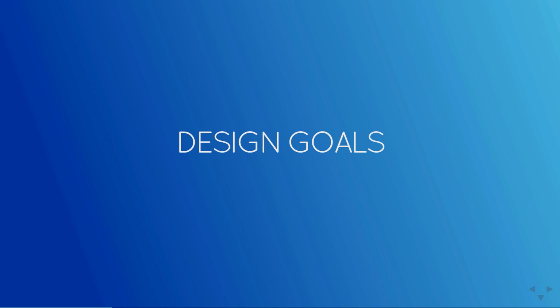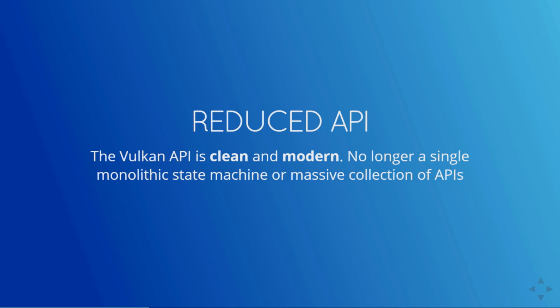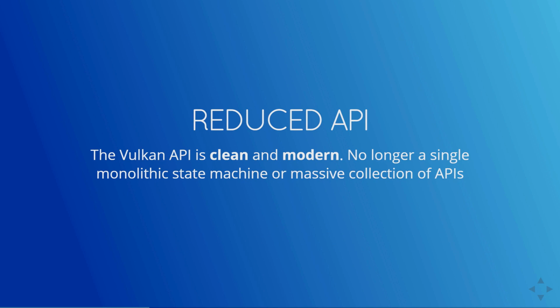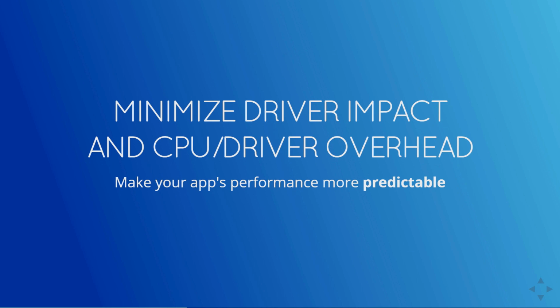First, I'd like to share some of the key design goals and guiding principles of Vulkan. The Vulkan API is clean and modern. It is no longer a monolithic state machine or massive collection of APIs as with OpenGL. Vulkan's minimal driver, the ability to pre-compute state, and multi-threaded nature, among other features, allows you to minimize the driver impact and CPU overhead, making your app's performance more predictable.